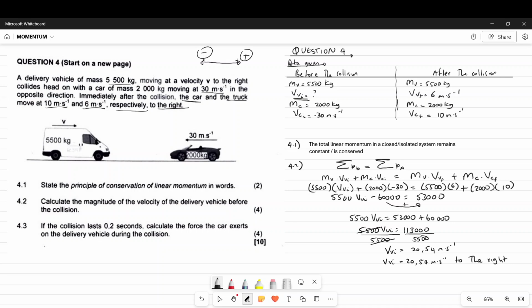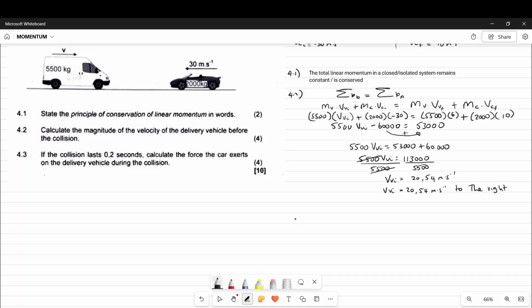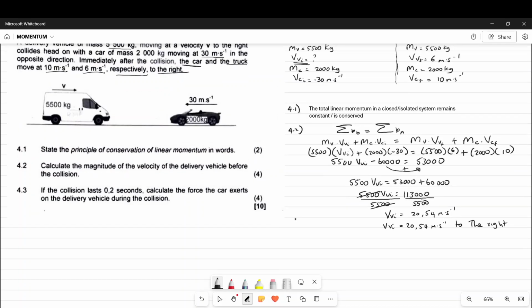So now let's have a look. Question 4.3 says that if the collision lasts 0,2 seconds, calculate the force the car exerts on the delivery vehicle during the collision. So now they want you to calculate the force the car exerts on the delivery vehicle during the collision. We're going to say F net over here, because we know our formula to get force. F net will be equal to change in momentum all over change in time.